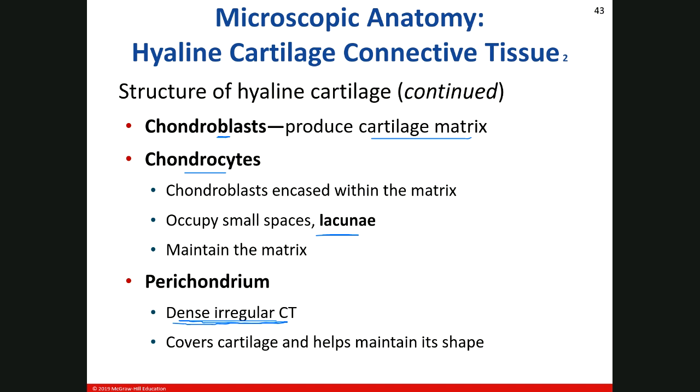That allows things to attach to it. That dense, irregular connective tissue also allows the cartilage to have its intended shape, so keep that in mind. It helps maintain its shape and also helps protect it. But it allows certain structures to attach onto it, much like with periosteum. The outer fibrous layer is where the ligaments attach, and that's where your tendons attach. So it being made up of dense irregular connective tissue helps keep it from tearing or getting damaged.